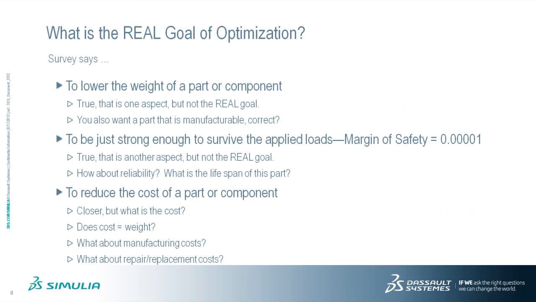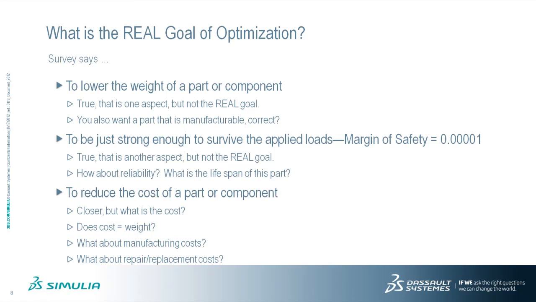If we're going to optimize a design and perform an optimization, we really have to understand what is the real goal of optimization. I've asked this question to a lot of engineers and people over the years, and most people will first say, well, the goal of optimization is to lower the weight of a part or a particular component. And that's true, but that's only one small aspect. That's not the real goal of the optimization.